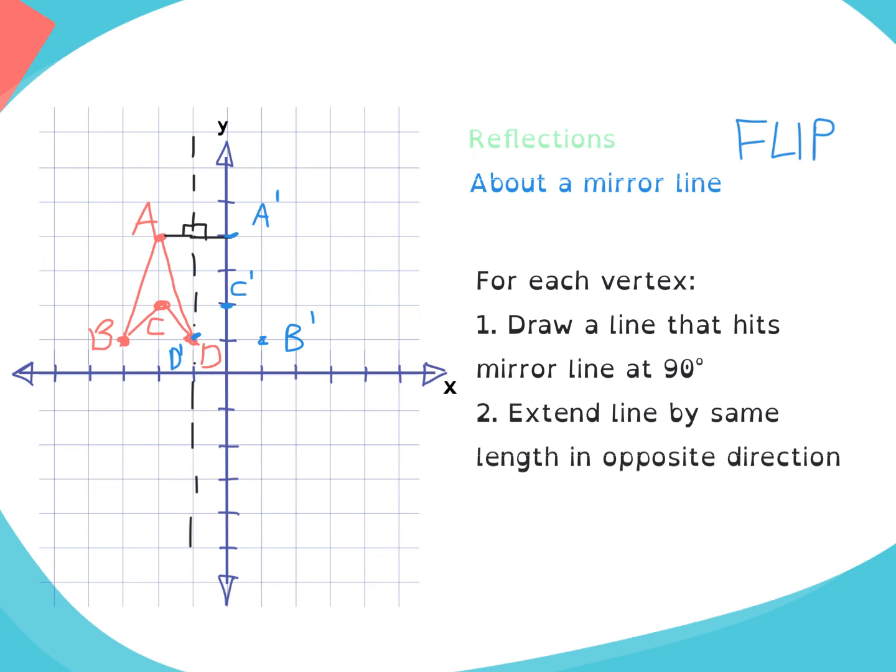I'm going to join, say, B to C, and C to D, D to A, and A to B. So this blue shape is just a reflection of the red shape about this line here. So now let's look at the opposite, when a transformation has occurred and we need to identify which one.